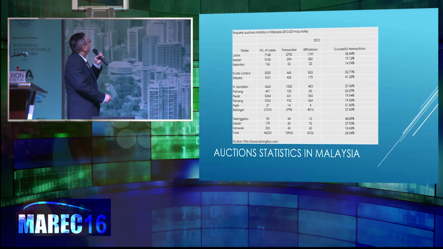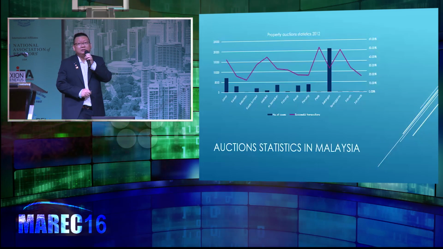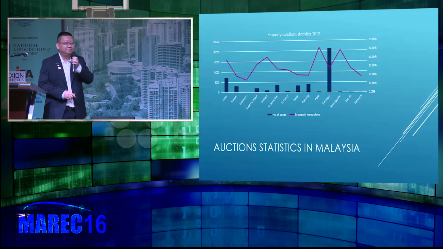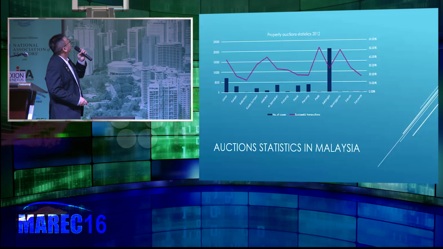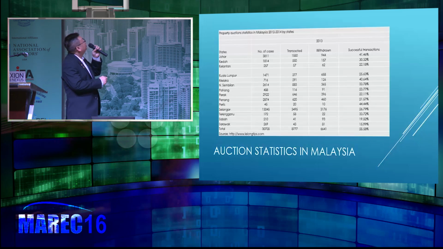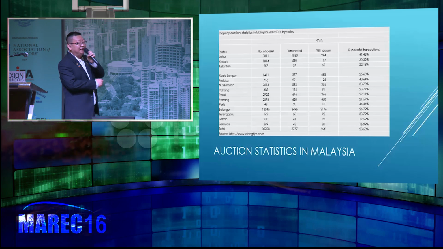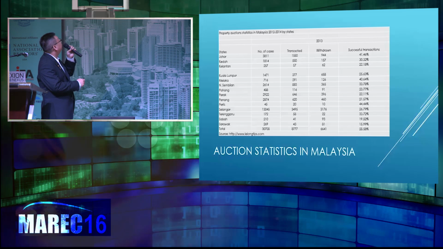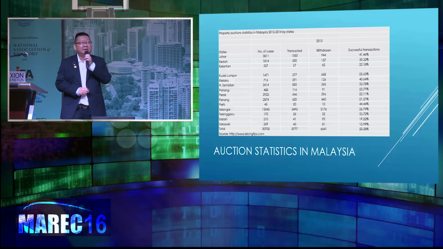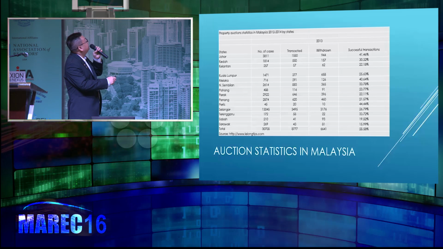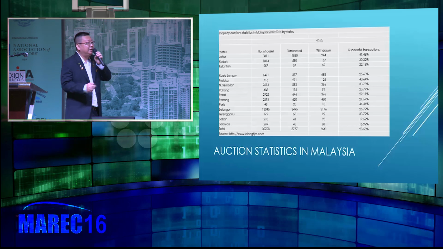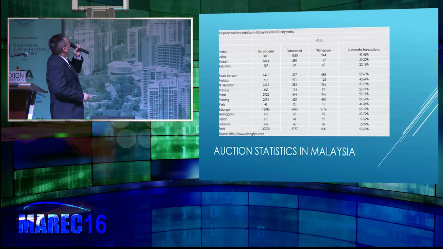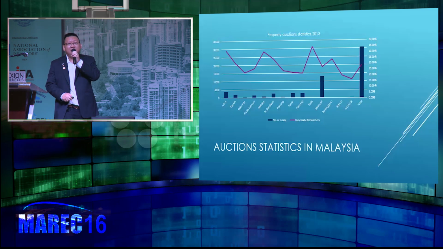You look at this, the highest number of auction cases: Abang Adik, Selangor, Johor. And then you look at 2013. Just now it was 46,000; it went down in 2013 to 30,000. And the successful transactions still remain at plus minus about 28%. Again in the same year, Selangor and Johor remain Abang Adik.